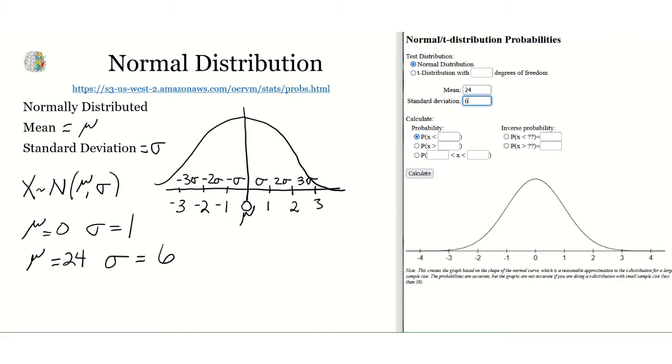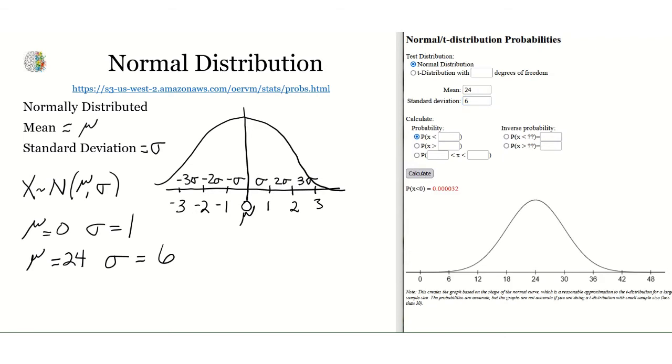I'm going to show you how to do the probabilities and inverse probabilities, but right now, let's go ahead and just click on the calculate button. It automatically put in a 0 because we left that blank. And you'll notice that the distribution has changed.